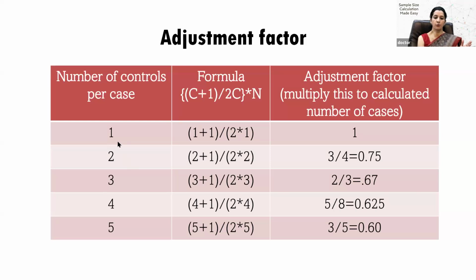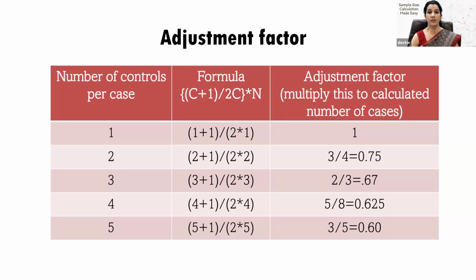Similarly, if you take 2 controls, your adjustment factor will be 0.75. Means you have to multiply the calculated sample size by 0.75 so that the number of cases will be reduced. Similarly, if you are taking 3 controls, then you can reduce the number of cases by 67%. That means you have to multiply your calculated sample size of cases by this 0.67. Then you can get the sample size.